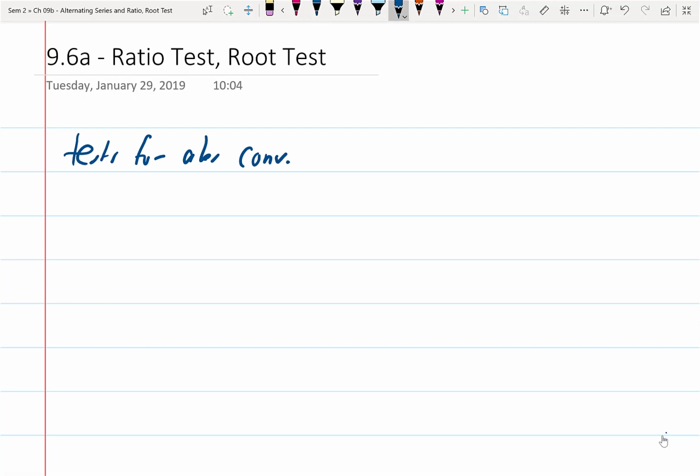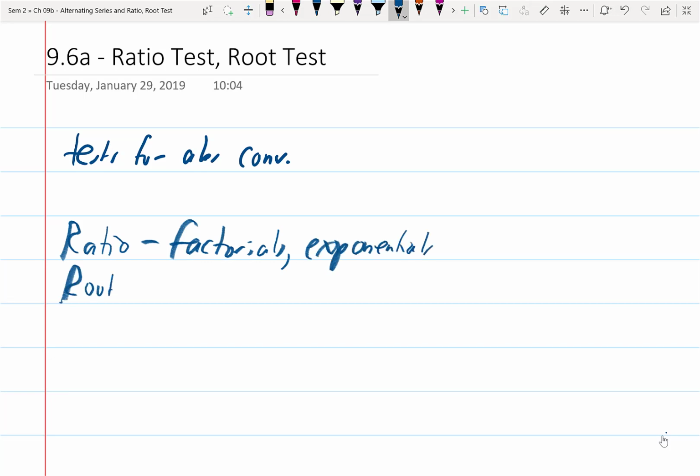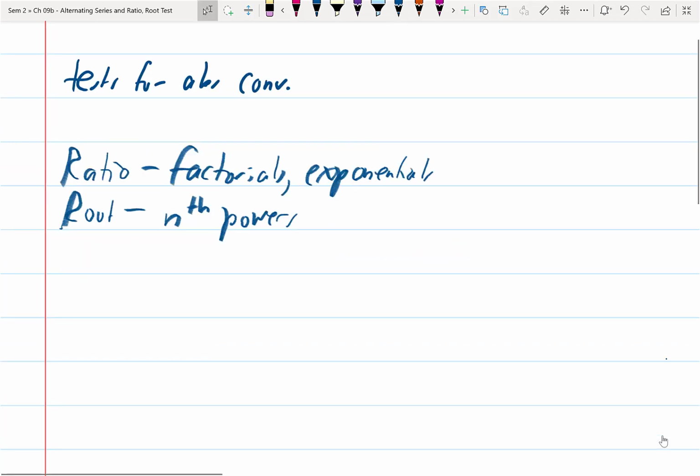Now, to distinguish between the two, and we'll do both, the ratio test is often used when you have factorials or exponentials, whereas the root test that we're going to do is the one that you often use when you have nth powers. We'll show more of what that means. So let's start with the ratio.